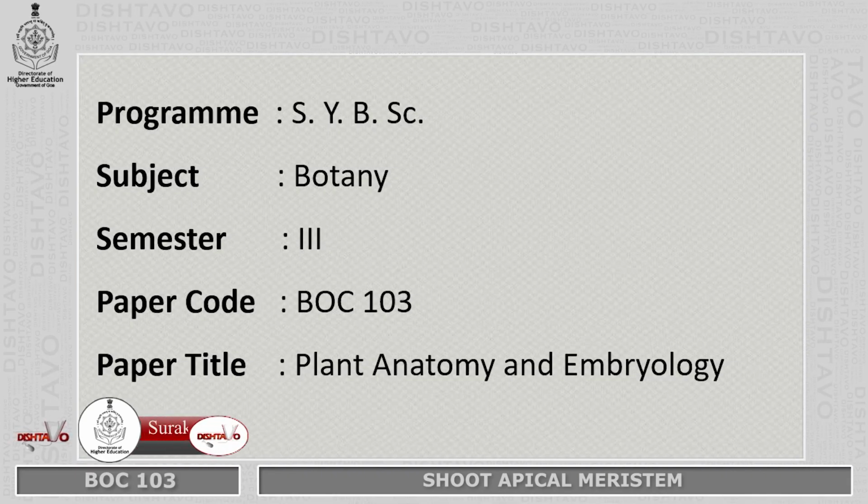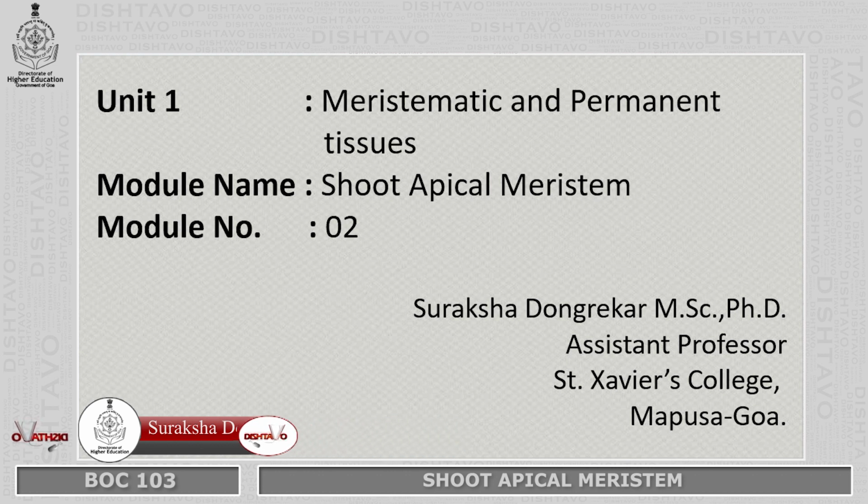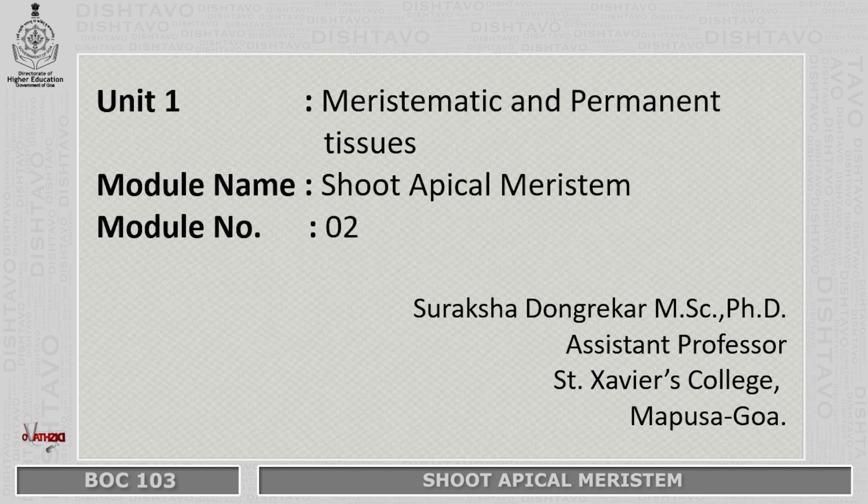Hello students, in the previous module, that is module number 1, we have already studied what meristematic tissue is, its different types, and how this meristematic tissue helps in the formation of the root apex. Now, in this presentation, that is module number 2, we are going to see the shoot apical meristem.